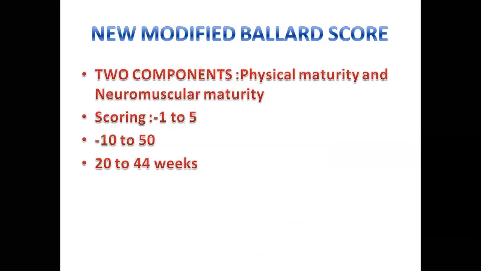That is physical maturity and neuromuscular maturity. According to the maturity, the scoring ranges from -1 to 5. So from that, totally, we come to the conclusion of -10 to 50. Accordingly, the baby is classified into the gestational age of 20 to 44 weeks.